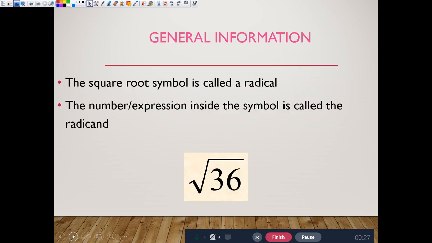So some general information. The square root symbol is called a radical. So this symbol right here is called a radical. The number inside of the radical is called the radicand. Okay? Those are just some key terms. So in the future when you hear something like what is the radicand in this number or in this expression, then you know it's the number inside the radical, because we're going to be using these words. So you need to make sure that you understand them.